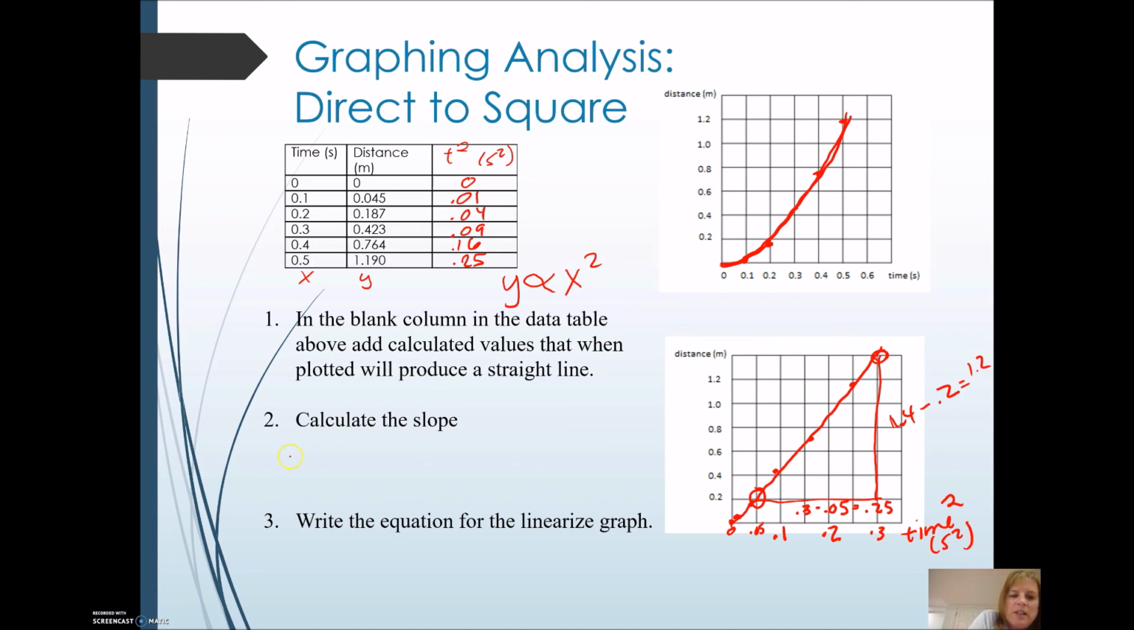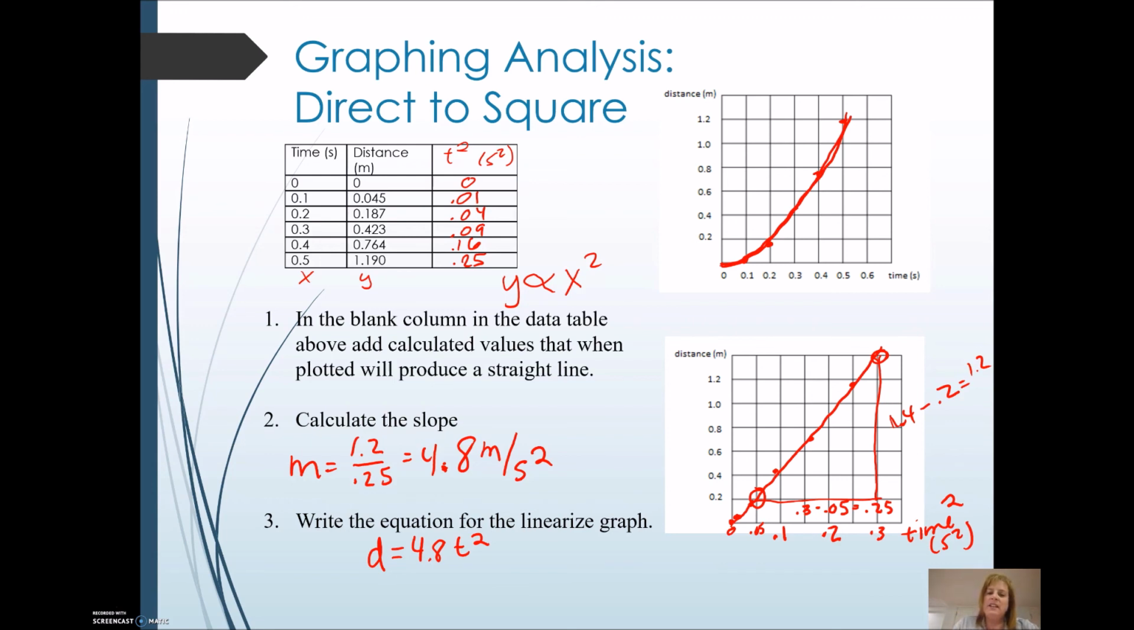So to calculate my slope, slope is rise over run. So we have 1.2 over 0.25, equal to 4.8. And again, pay attention to your units. This is meters over second squared. And so if we write an equation for this linearized graph, we would have our distance is equal to 4.8 t squared plus b, which is 0 because we have a 0 point there.